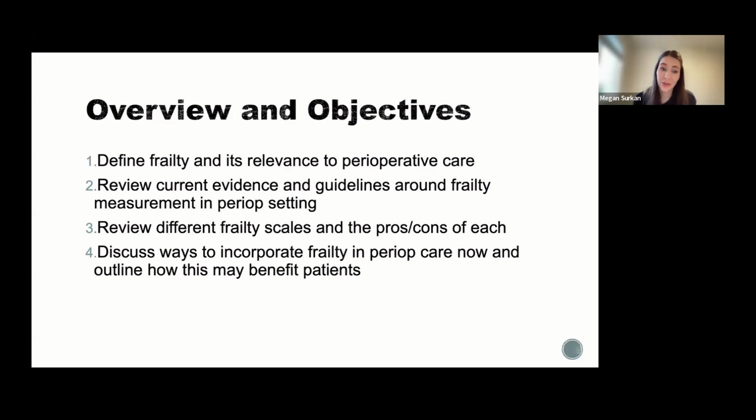First we'll look at defining what is frailty, which is a more complex concept, so we'll spend a bit of time on that, and then its relevance and evidence for perioperative care. We'll look at some current evidence and guidelines around frailty measurement in the perioperative setting, and review a few different ways of measuring frailty, because there are dozens out there, but some are more relevant to perioperative settings, along with pros and cons of each. And then what I'm most looking forward to is a discussion around how we do this now, and how it may benefit patients.